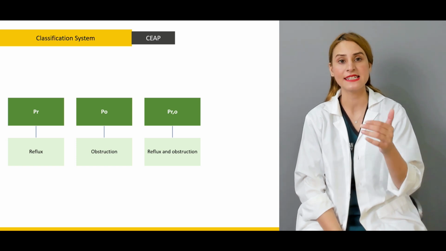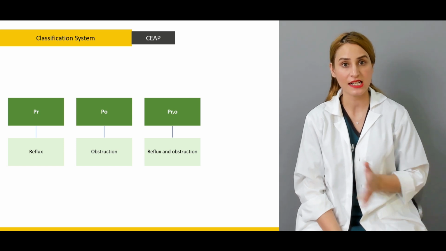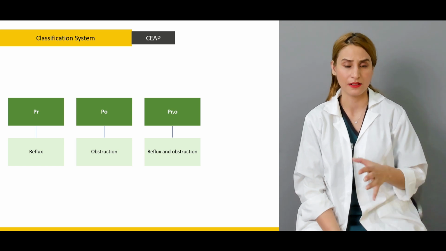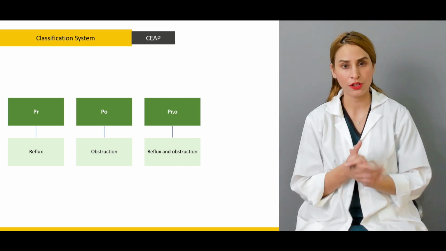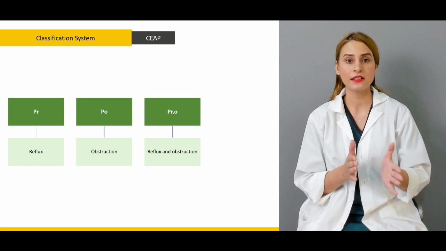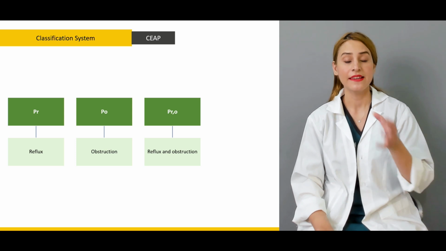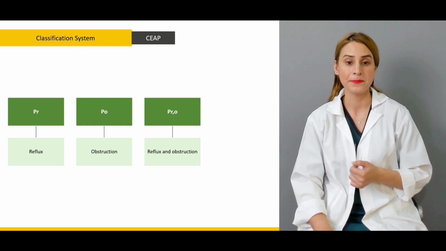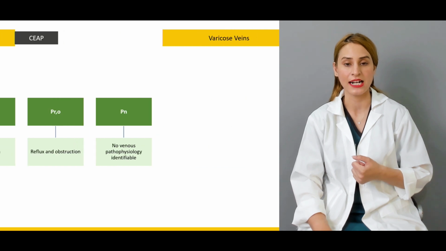So this was about the CEAP classification, which is very important whenever you're discussing venous disorders, formation of leg ulcers or varicosities, because superficial thrombophlebitis, lipodermatosclerosis, and eczematous changes are important. So: clinical, etiological, anatomical, and pathological classification. This is a widely accepted and widely followed classification for varicose veins, and we know that PN is for no venous pathophysiology identifiable.